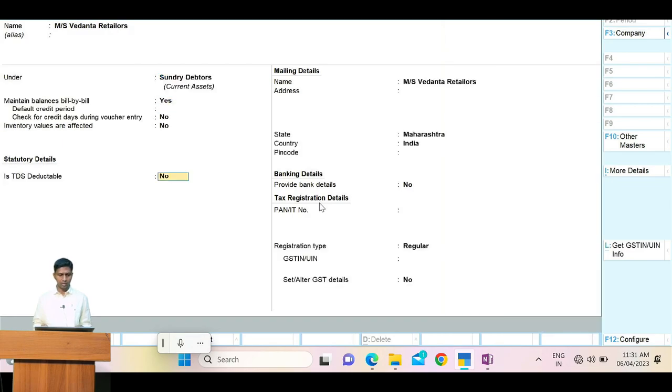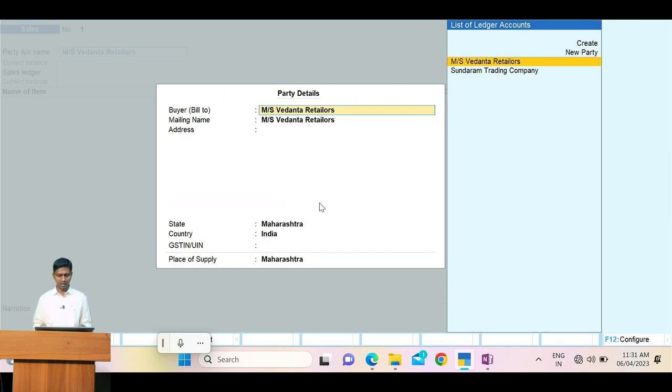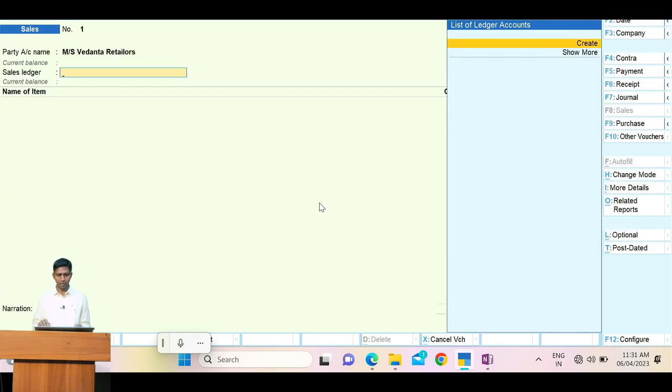This is related to debtors. We have sold, so no need to provide other details. Just accept the screen. These details we also do not have. Accept. Control A, Control A, Control A. And then the sales ledger type entry: Vedanta Retailers to sales. That means we have a sales ledger, sales account.